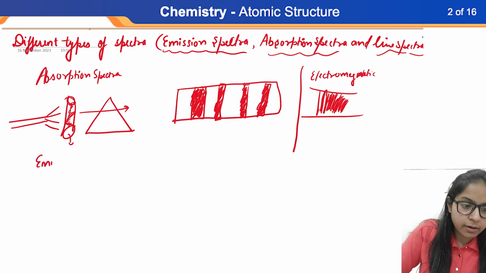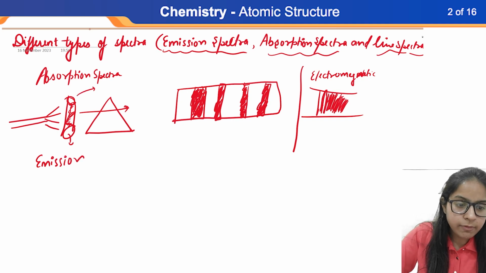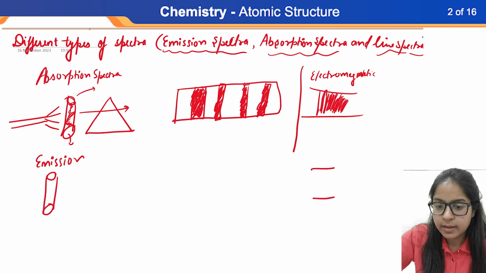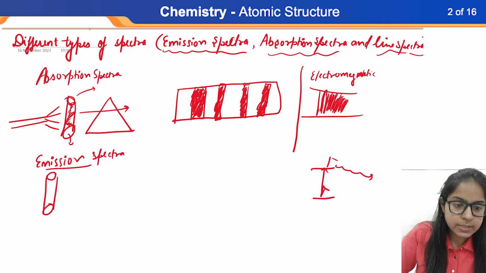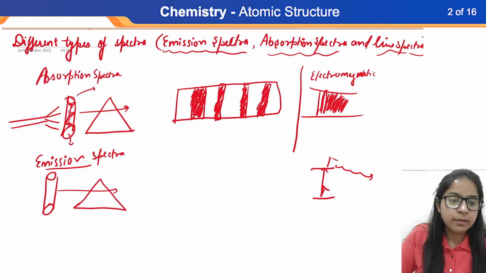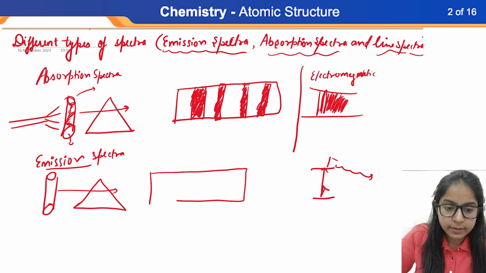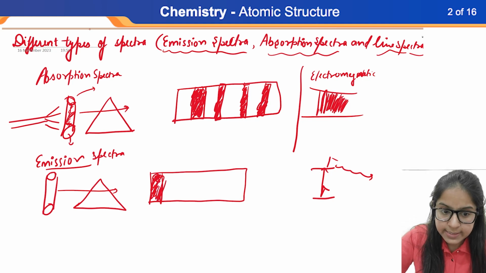Now the emission spectra. We take this excited sample, because the electrons are now in the excited state, and they are not stable in the excited state, so they are going to release the energy. So this is the emission spectra. For the emission spectra we need not take the white light again, it already has energy, and we pass this energy through the prism, and we get the lines. We are not getting lines here. Now we are getting lines because the absorbed energy is now getting released.